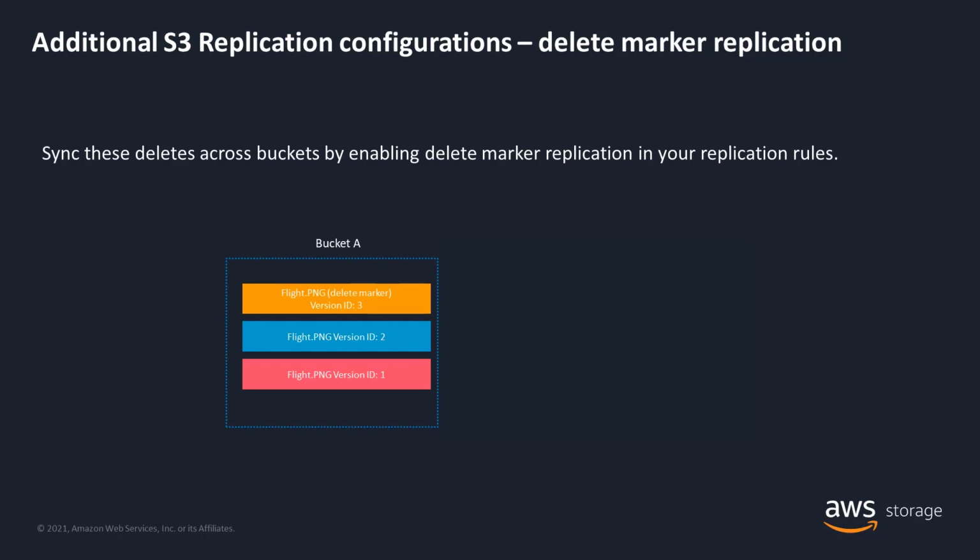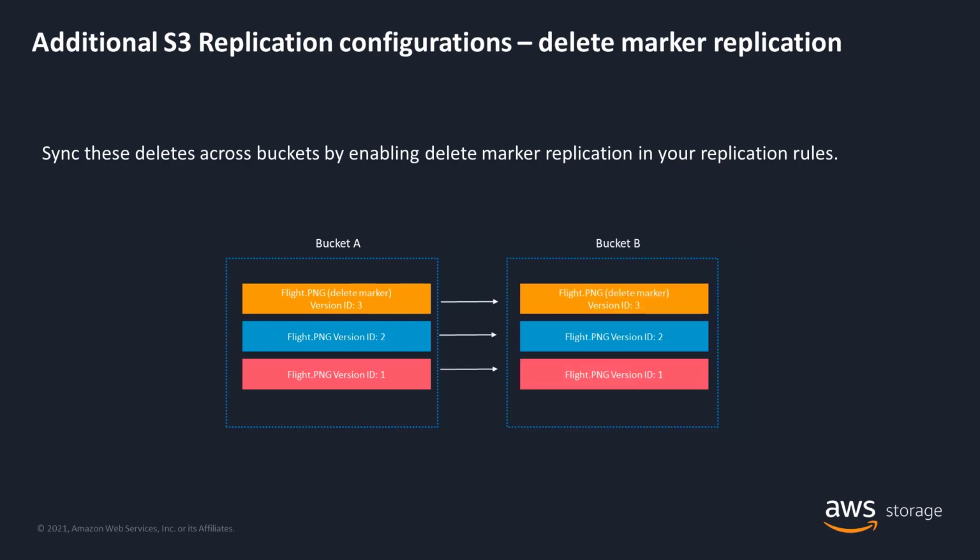For this latter type of use case, we have delete marker replication as an additional replication option that you can enable. With delete marker replication, Amazon S3 will sync your deletes same as your object and object metadata between the source and destination buckets.